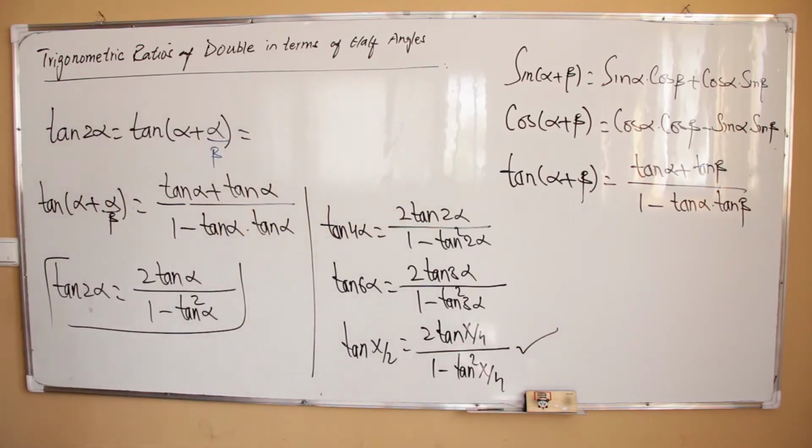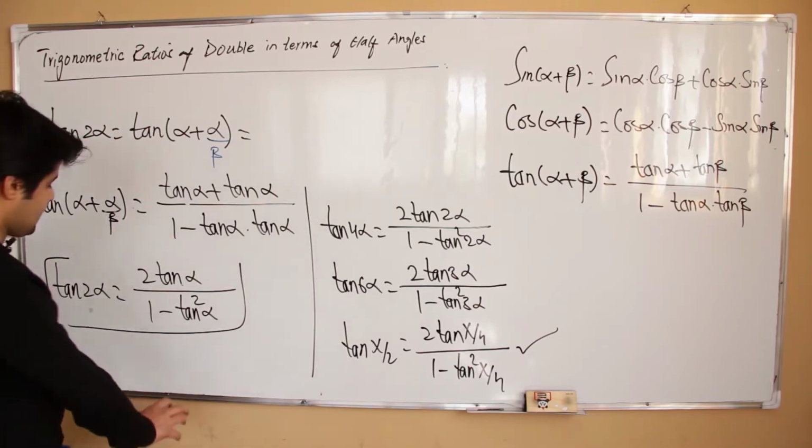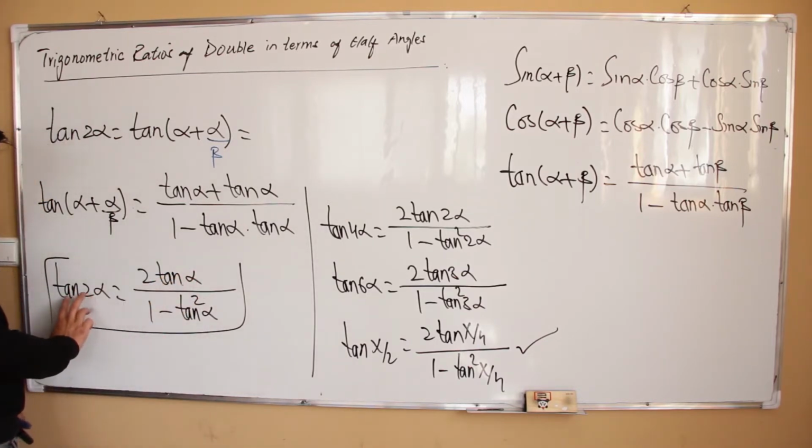Write it please. Or we can say that instead of this one we can use tangent to alpha, and instead of tangent alpha we can use this form for all of them.